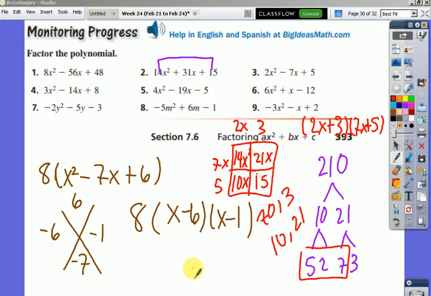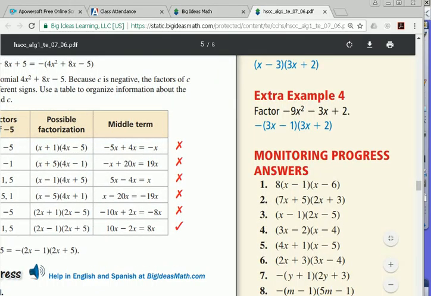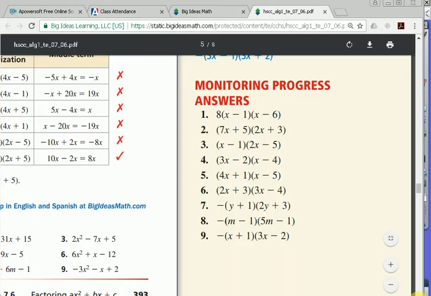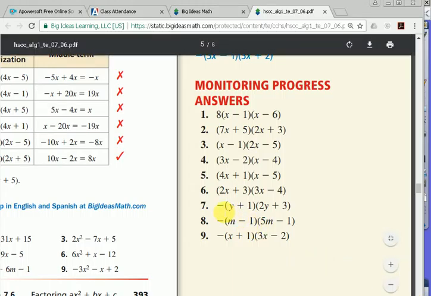Okay, so the answers to these questions are the following. One is 8 times the quantity x minus 1 times x minus 6. Two, 7x plus 5, 2x plus 3, etc. Notice on 7, 8, and 9, they pulled out the negative because you have a negative leading coefficient. So you have to just pull it out, make the signs opposite, as I said before, and then either do the box method or the grouping method to factor.